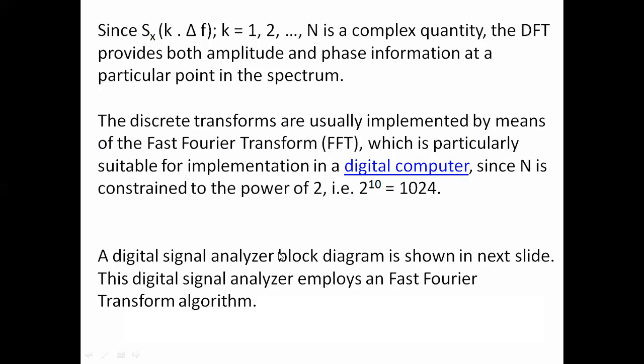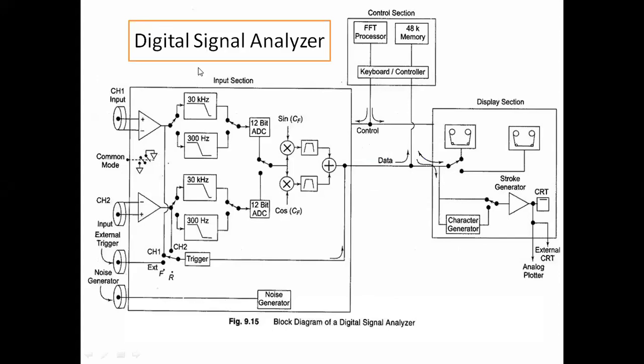A digital signal analyzer block diagram, which employs a fast Fourier transform algorithm, is shown in the next figure. This digital signal analyzer mainly consists of an input section, a control section, and a display section. In the input section, we have two channels, channel 1 and channel 2.